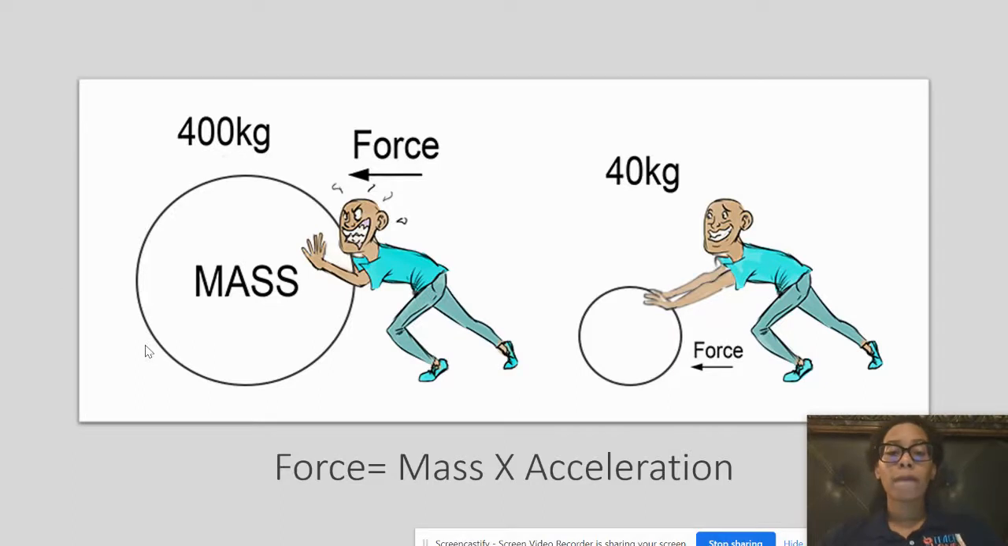So here we go. Force equals mass times acceleration. We're going to get our triangle today and do some calculations. If you look at the images, you can see that the ball on the left is a lot more massive. It's 10 times as massive as the ball on the right. On the left, he is exerting a large amount of force to cause that ball to accelerate. On the right, he only has to use a small amount of force because the mass is a lot smaller.